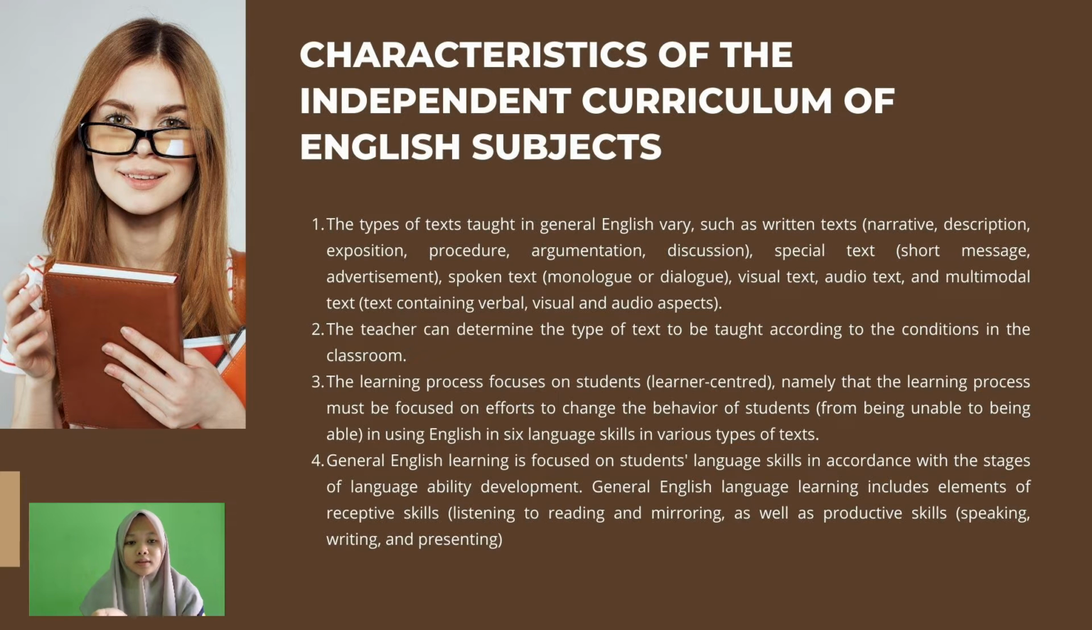Okay, next, for number 2, the teacher can determine the type of text to be taught according to the condition in the classroom. Number 3 is that the learning process focuses on students, or learning center. Namely, the learning process must be focused on the effort to change the behavior of students from being unable to being able in using English 6 language skills in various types of text. And last, general English learning is focused on student language.